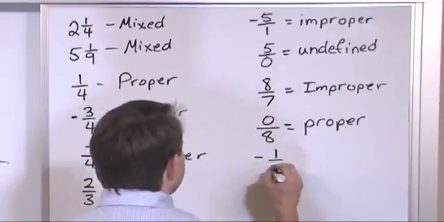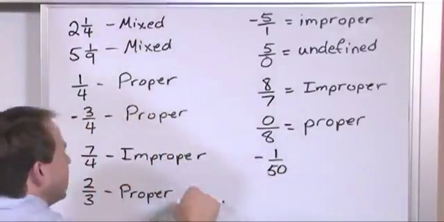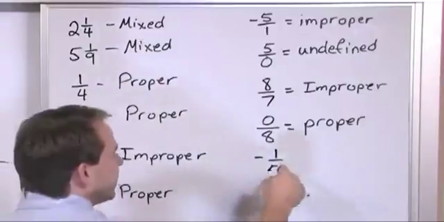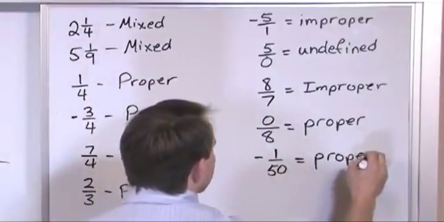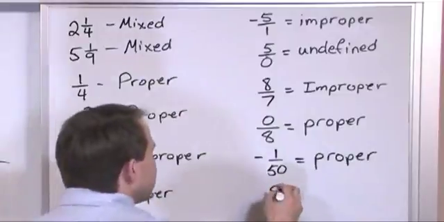Let's look at negative 1/50. Well, the fact that it's negative has nothing to do with it. The top number is smaller, so that is proper. It's a proper fraction.